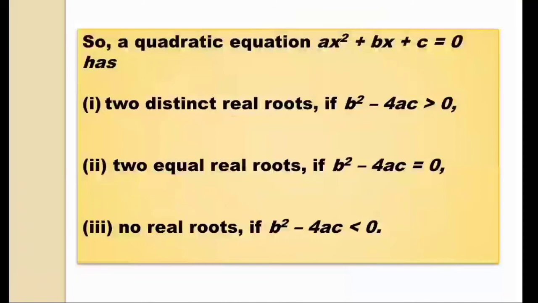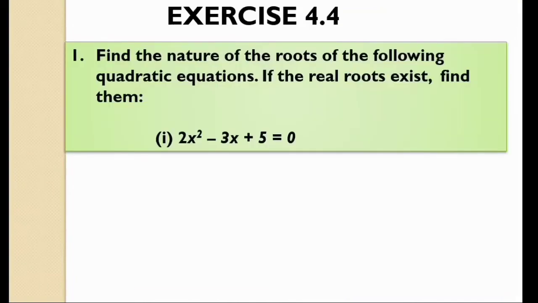Now with the help of these three conditions, we will solve exercise 4.4. Question number 1 is: find the nature of the roots of the following quadratic equations. If the real roots exist, find them. The first question is 2x² - 3x + 5 = 0.